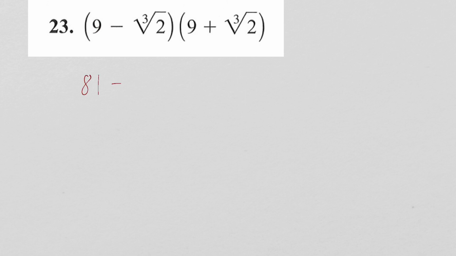Okay, these are conjugate pairs, so we square the first item and get 81, and it's always minus, and then we square the second item. The square of this is the cube root of 2 squared, which is 4, and that can't be simplified because this is just 2 squared. It's not enough to bring anything out, so that's your final answer.